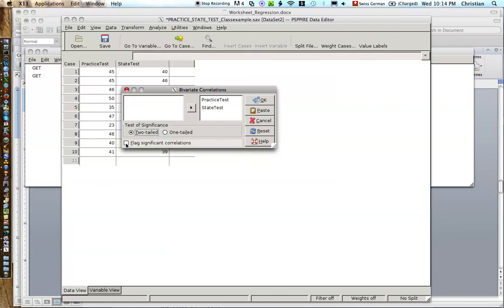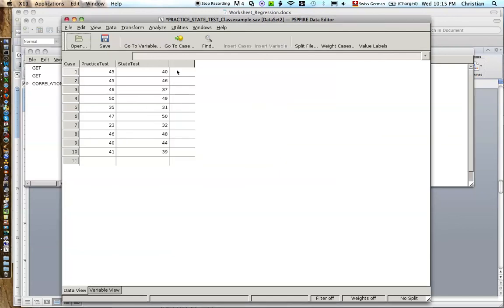And here you have a little check mark that you can use to flag significant correlations. We're going to do that right now. When you have only two variables, it's not that necessary, but sometimes you're going to have 5 or 6 or more variables that you want to correlate with each other, and then you get a data matrix, and then this feature is quite helpful. So okay, we choose these two variables, we hit one-tailed and okay.